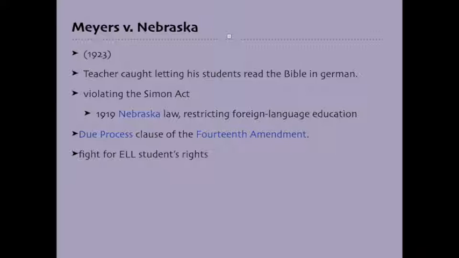After another Supreme Court case, it was decided that the 1919 Nebraska law restricted foreign language education, violated the Due Process Clause of the 14th Amendment, and declared the right of parents to control the upbringing of their child as they see fit. This case inspired action by many others to fight for ELL students' rights in the classroom.